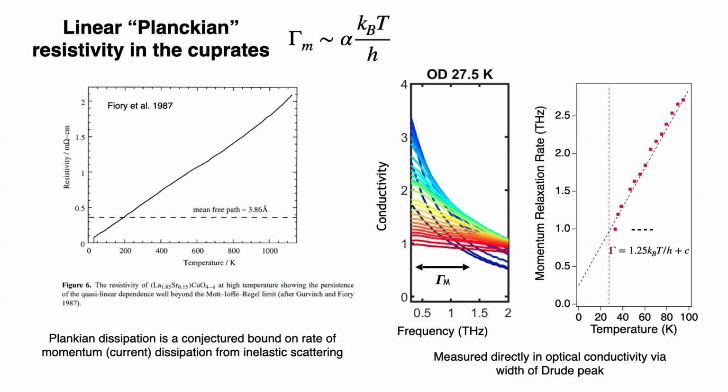And this was first inferred in this old paper of Fiori et al. in 1987, resistivity versus temperature. This is in lanthanum strontium copper oxide, which is going basically linear in temperature all the way up to the melting temperature of lanthanum strontium copper oxide. One of the famous aspects of this is that it just sails straight through the inferred mean free path, straight through the lattice constant of about 4 angstroms of this system.